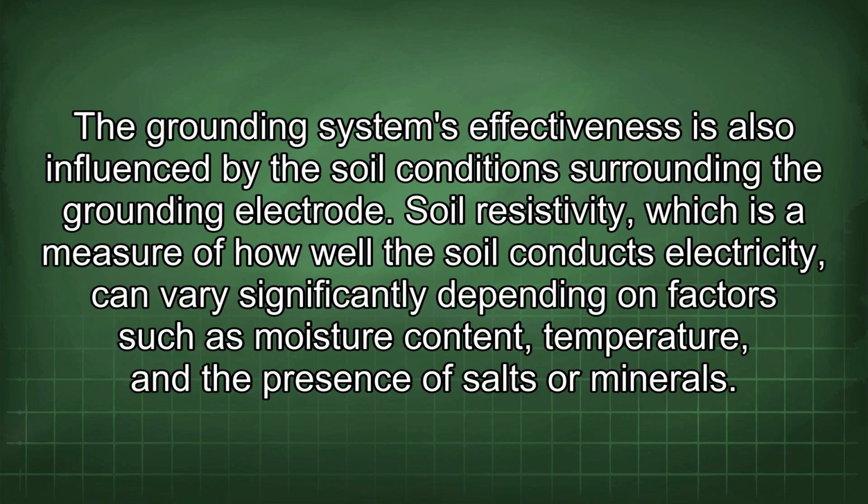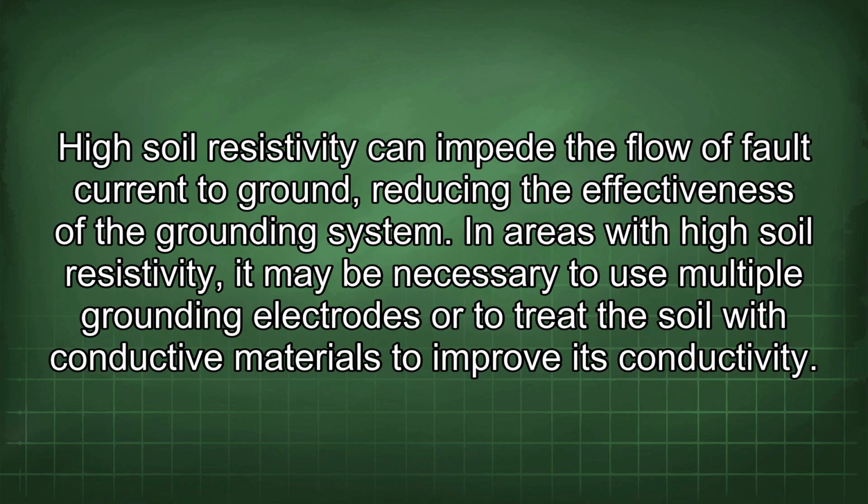The grounding system's effectiveness is also influenced by the soil conditions surrounding the grounding electrode. Soil resistivity, which is a measure of how well the soil conducts electricity, can vary significantly depending on factors such as moisture content, temperature, and the presence of salts or minerals. High soil resistivity can impede the flow of fault current to ground, reducing the effectiveness of the grounding system.